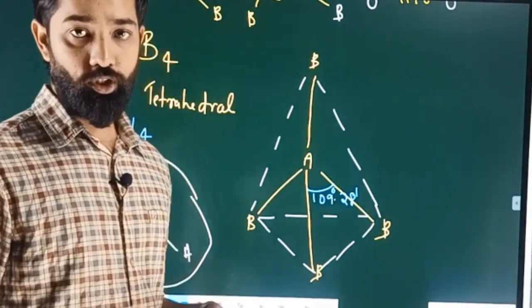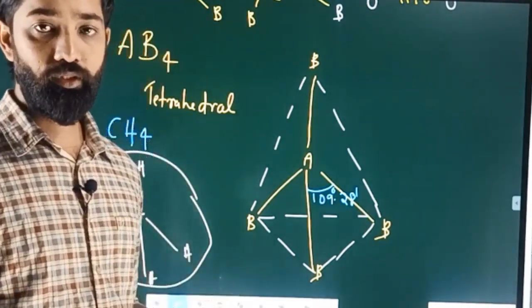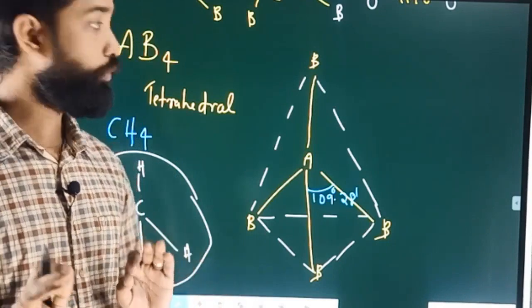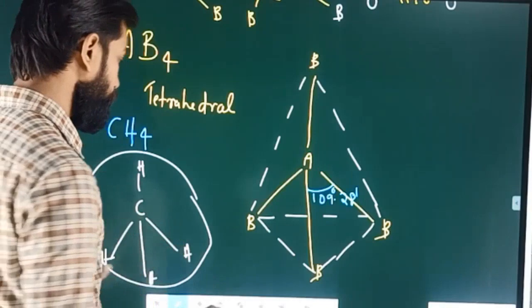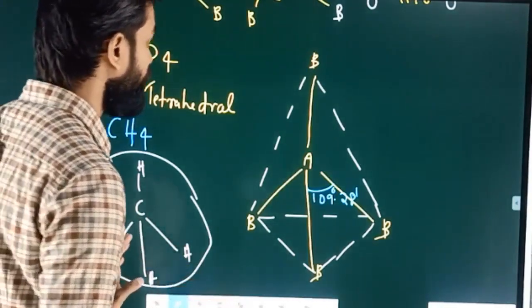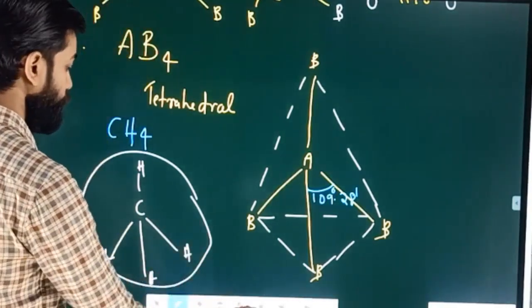You are not asked to draw the structure, right? Because you are dealing with objective questions. But you have to identify the structure, whether it is tetrahedral or trigonal planar and so on. For that, you have to know some ideas. So this is the structure AB4.